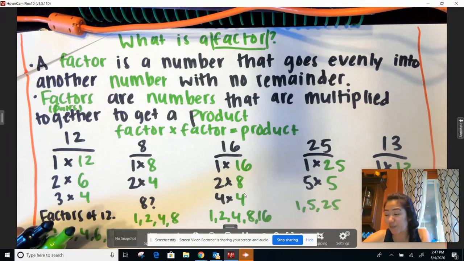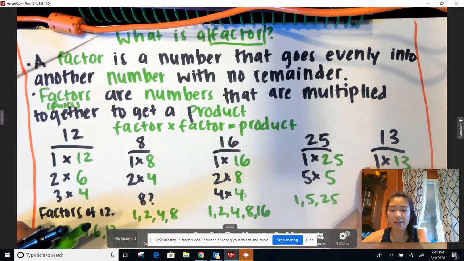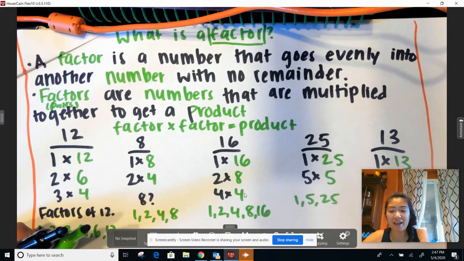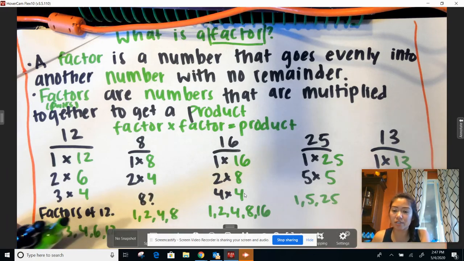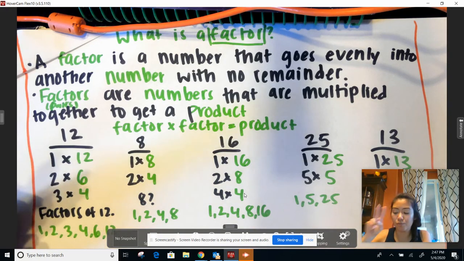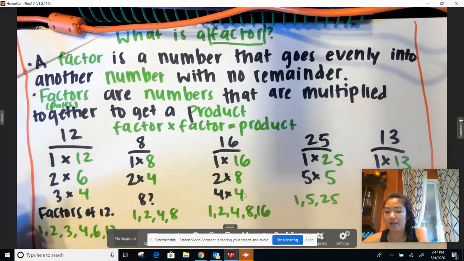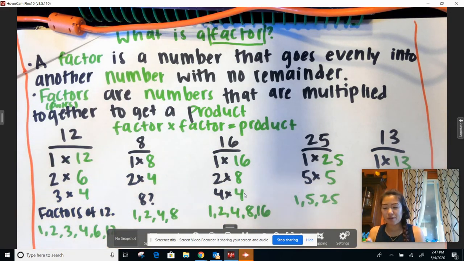So those are my factor pairs, 1 and 13. That means that this is a prime number. Nothing else can go into there. So if someone were to ask you, what are the factors of 13, you would only have 2. Just 1 and 13. Okay, so that is a review of factors and multiples.